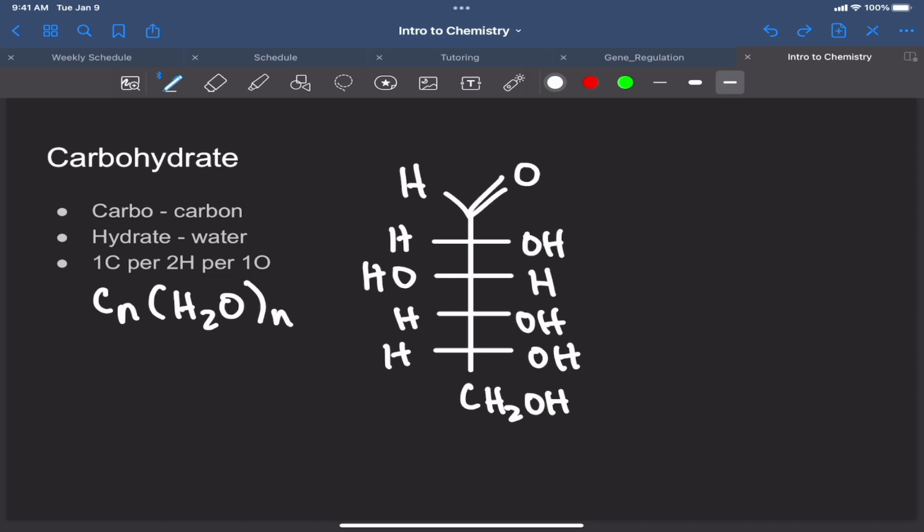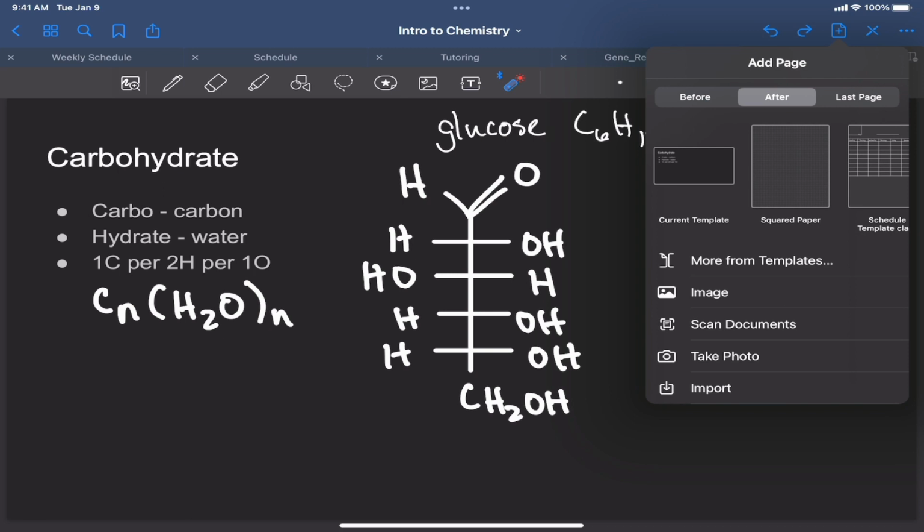And now if we were to look at this, this is actually, technically, a Fischer projection, but you don't need to know that. This is kind of the straight chain formula for glucose, which is C6H12O6.